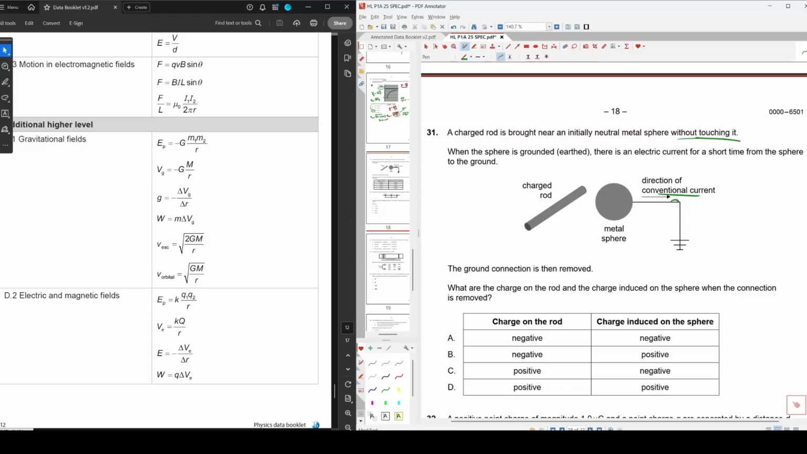Okay. So conventional current, positive charge, is flowing this way, which means the sphere ends up with a negative charge. And why did that happen? The positive charges must have been repelled, which means the charged rod must be positive. Yeah, that's my thought process. If the conventional current is going this way, that means positive charges are flowing this way, and the charged rod must be positive because of that. So which one of these is that? The charge on the rod is positive. Charge induced on the sphere is negative. C.